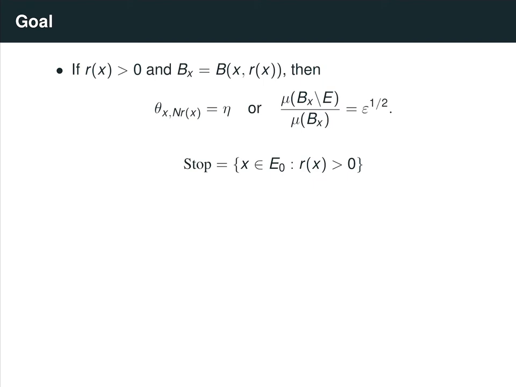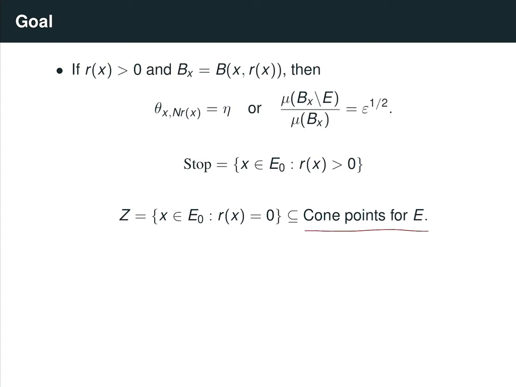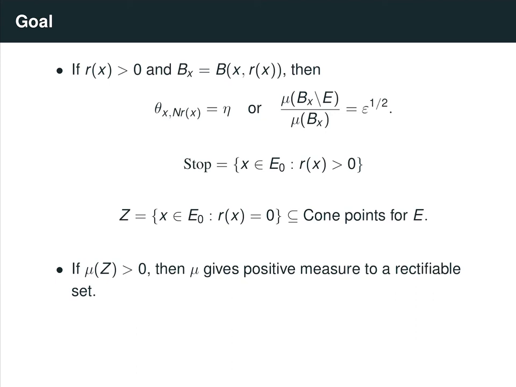I'm going to let stop denote the set of points x in e naught where r of x is bigger than 0. So those were places where I stopped shrinking my ball because one of the previous inequalities was violated. I'm going to let z denote the set of points x in e naught where r of x is equal to 0. So the places where I never stopped. So z, you should think of as standing for 0. And recall from the discussion on the previous slide, these are cone points for the set E. So if we can show that the mu measure of the set Z is bigger than 0, then mu gives positive measure to a rectifiable set because these are cone points and hence rectifiable.